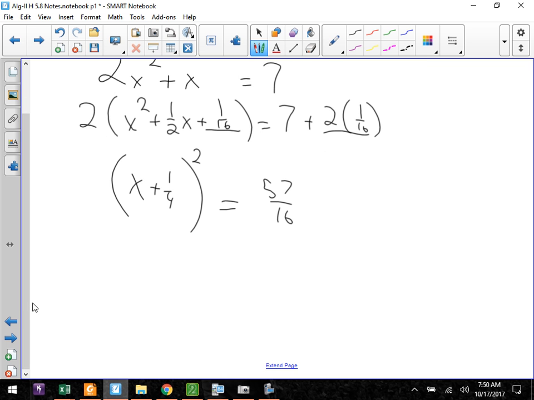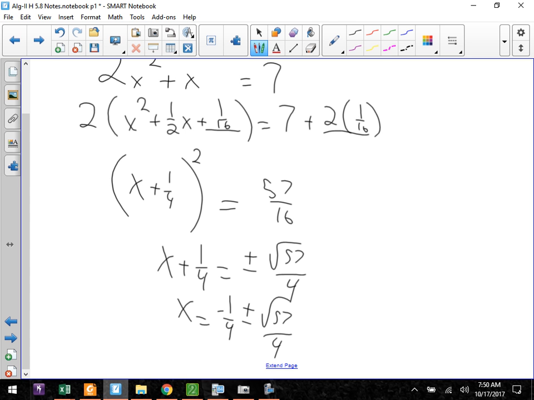Take the square root, and now you get x plus 1/4 equals plus or minus root 57 over 4, because it simplifies, and then you get x equals negative 1/4 plus or minus root 57 over 4. It's really ugly, but the process doesn't change. Here we had the 2, so I multiplied it by a half. That's where I got this was an 8, and this equals 57 over 16. And then I got my square root here. It works the same. It's just sometimes the numbers themselves look blah.